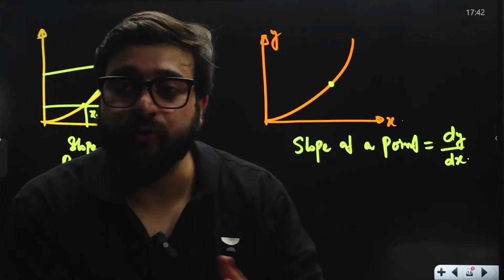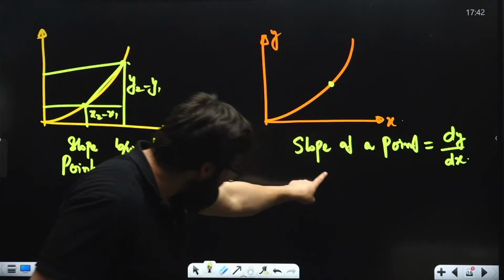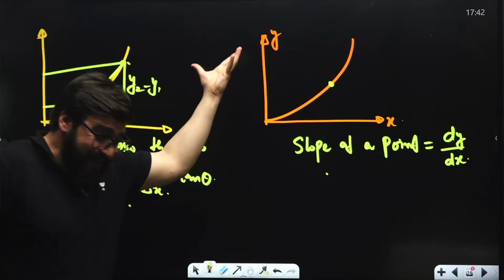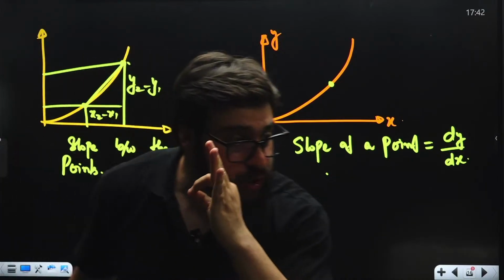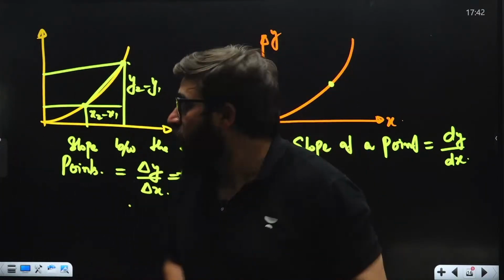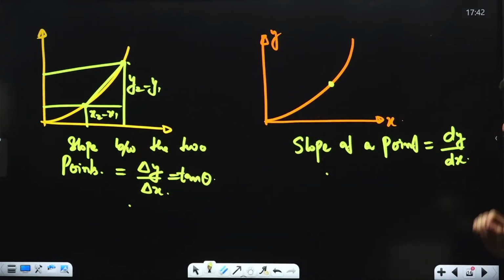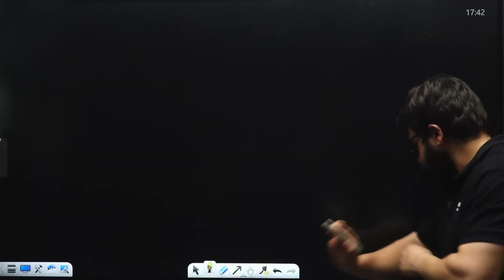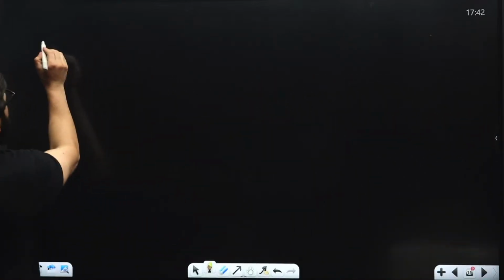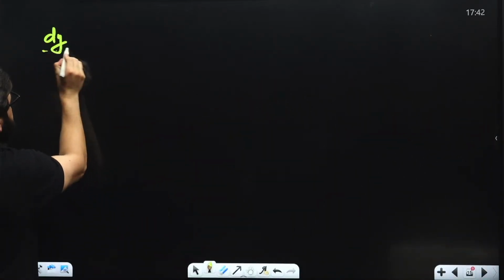Whatever I said, you can forget that, but these 2 points are extremely important. This slide is extremely important, so remember this directly over here. Between the 2 points, delta y by delta x. At a point, dy by dx. Now, one more thing. What is this dy by dx?